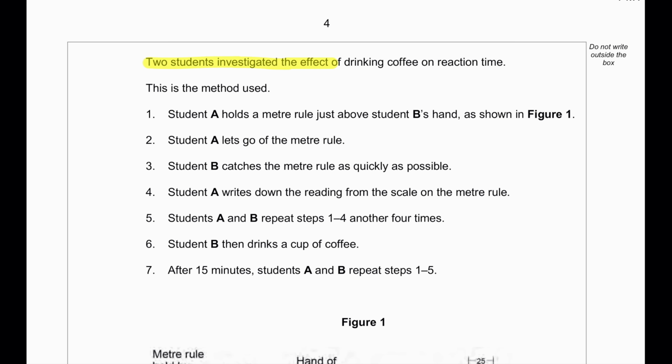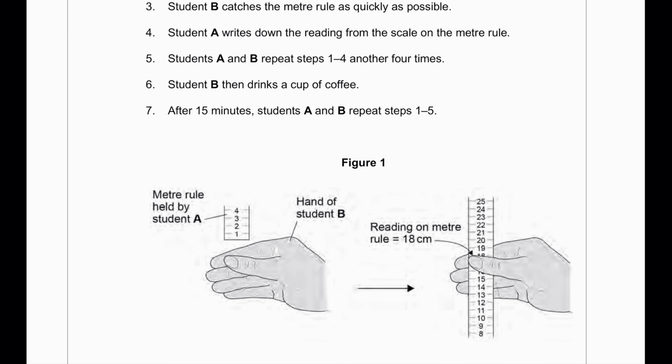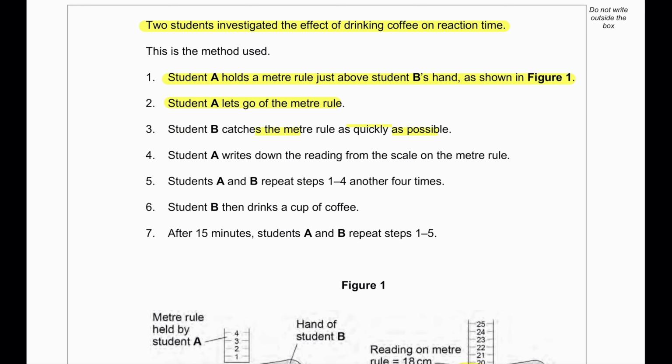Two students investigated the effect of drinking coffee on reaction time. Student A holds a meter rule just above student B's hand as shown in figure 1. Student A lets go of the meter rule, and the first reading taken is just where the person's finger is touching that particular number. So here we can see it's 18. Student B catches the meter rule as quickly as possible. Student A writes down the reading from the scale on the meter rule.